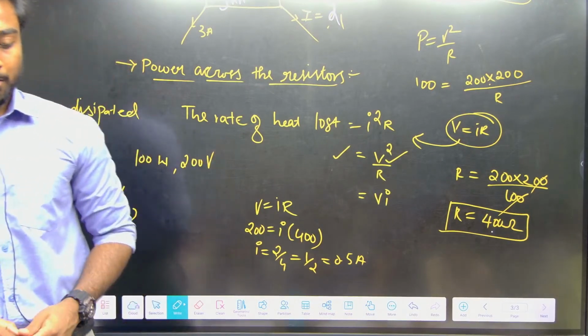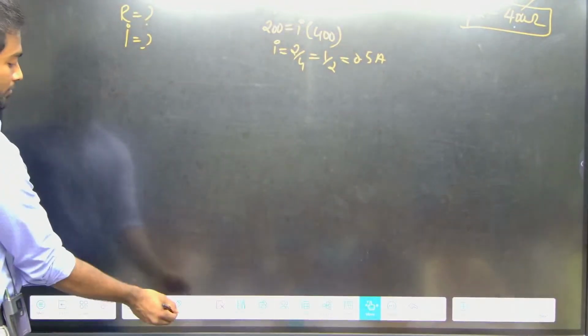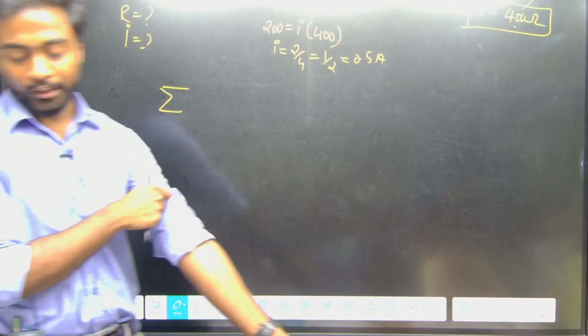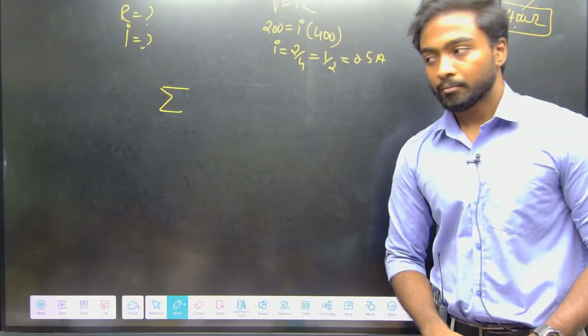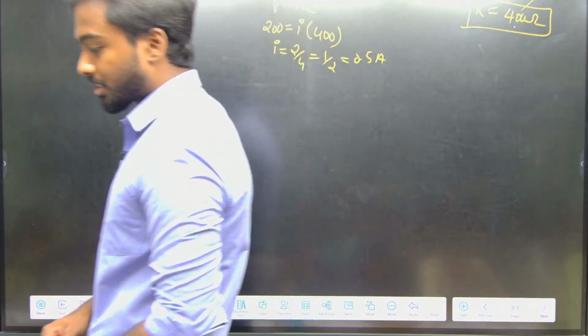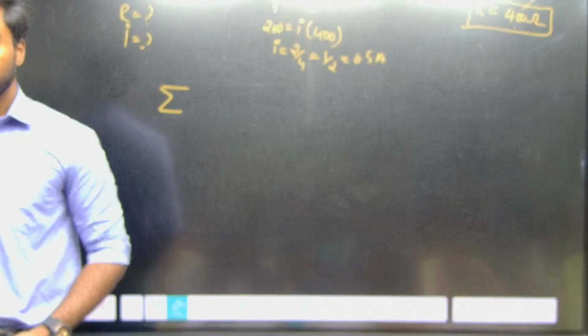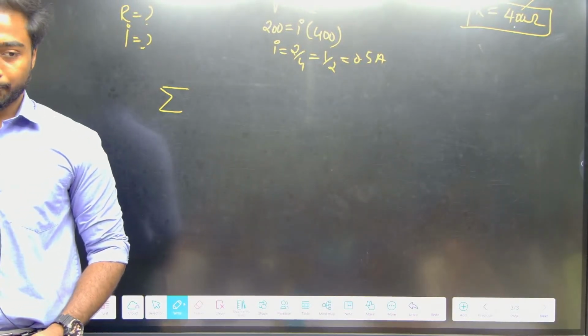Next point, the sum of potential difference in each resistor is equal to the total potential difference.